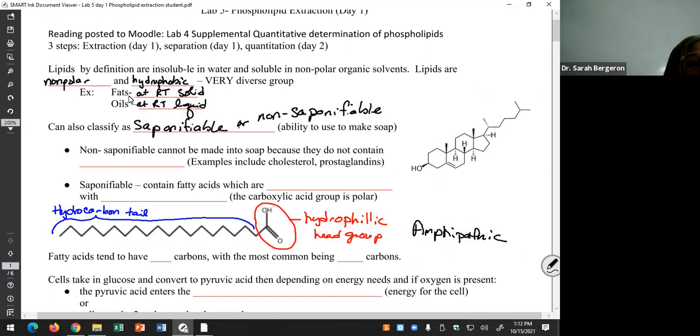Right, so things that are amphipathic have polar head groups and non-polar tails. If I get a collection of these, for example fatty acids, what shape are they going to make when you have a bunch of them together? You have a polar head group and then a tail, polar head group and a tail, polar head group and a tail. What do we call this?